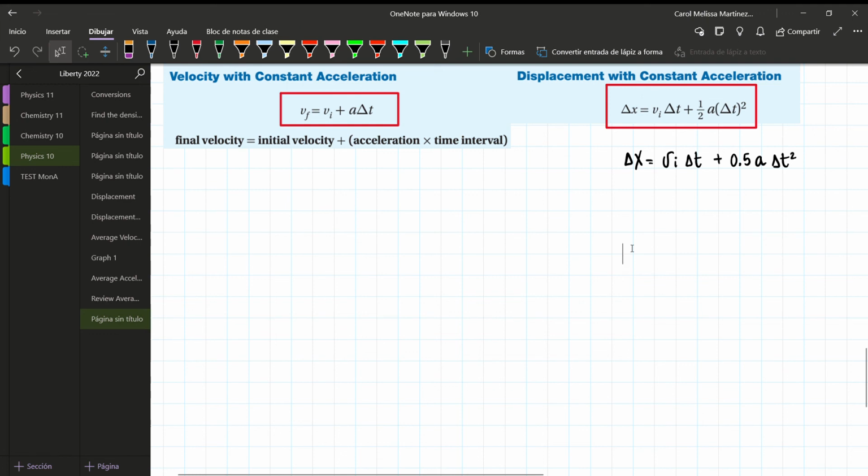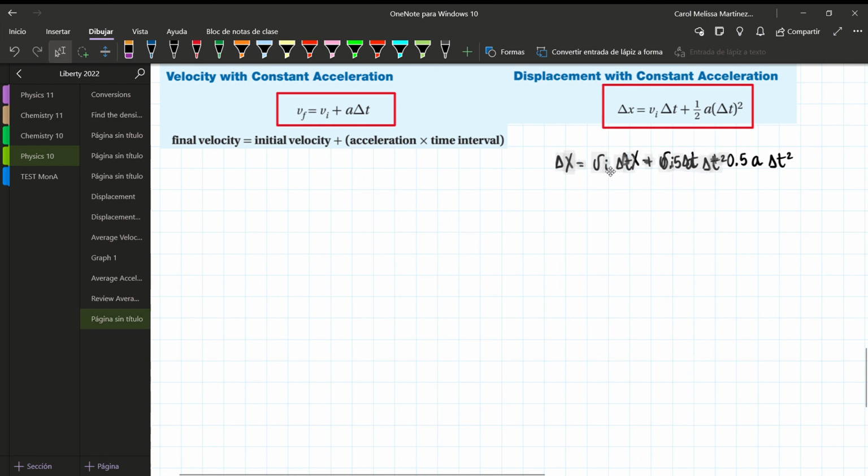Do you have to memorize these equations? For that quiz, I'm going to allow you to use cards, okay? Because you're going to be using a lot of equations. So for that quiz, I will allow you.